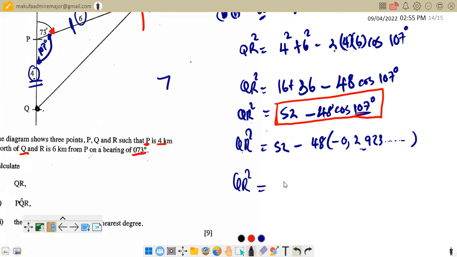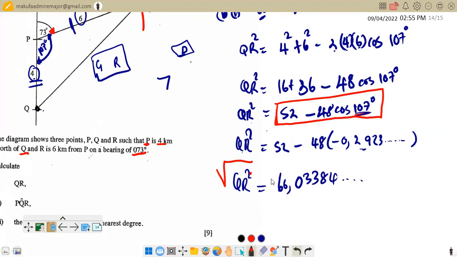So if you simplify that, make sure that it's in the degree mode. Your calculator must show a D. If it is not, if it is having something like an R there or a G, reset your calculator immediately, okay, so that it goes back to the degree mode. Okay, so that's what you're going to have in this case. So if you're going to obtain something like 66.03384, something like that, up to the last digit. Then to find the QR, there's a square here, so I just have to introduce the square root both sides. So that will be my QR.